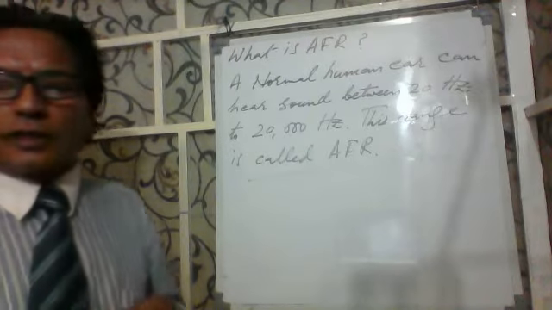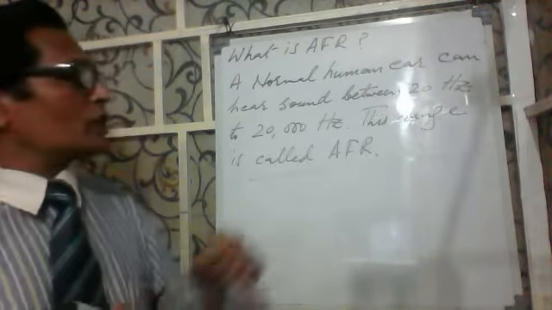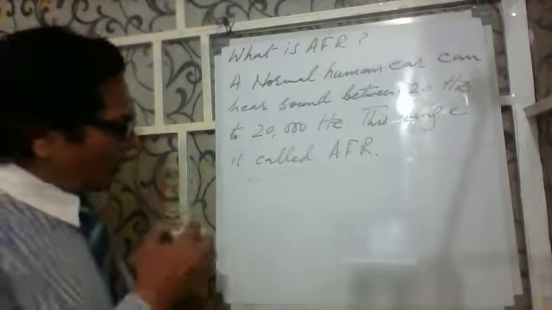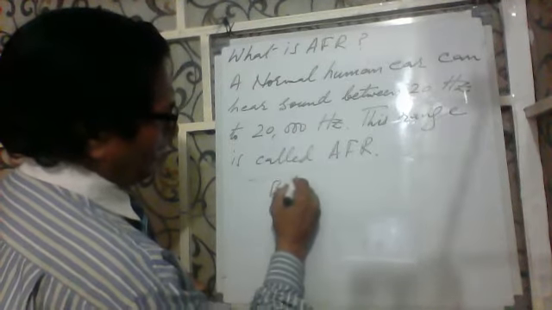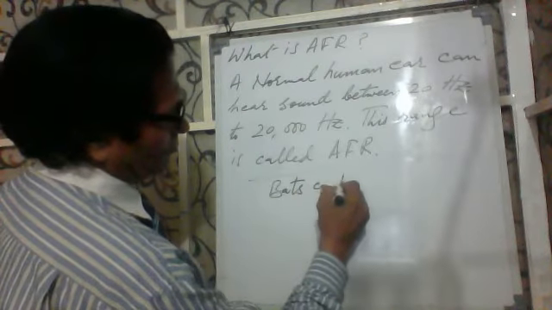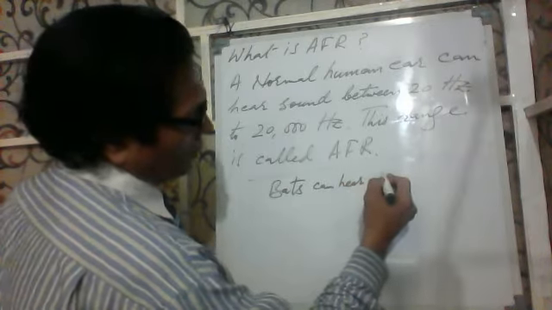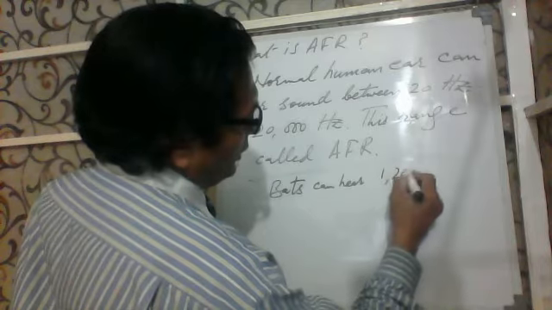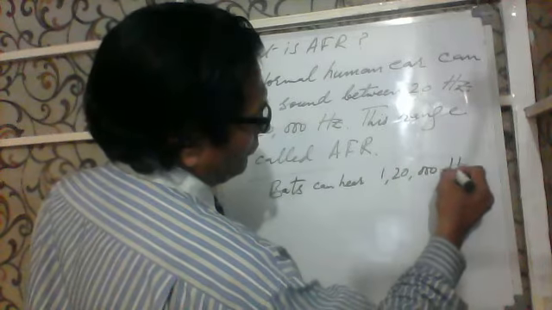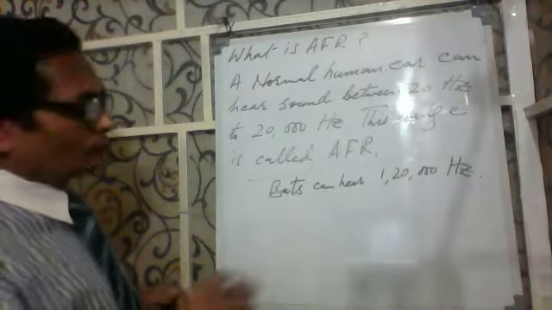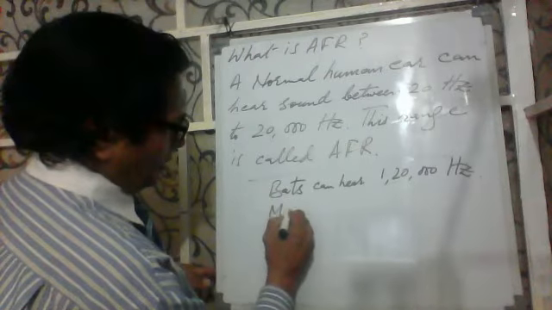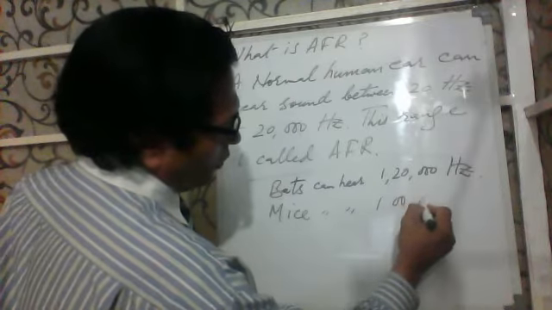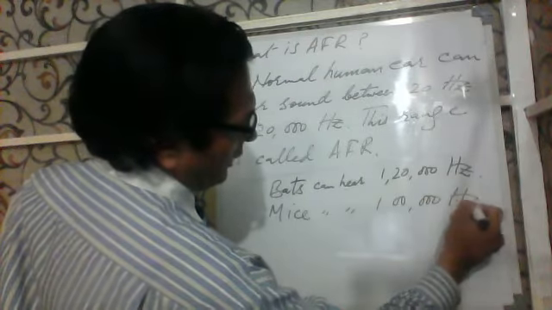Similarly, there are certain animals whose audible frequency range is greater. For example, bats can hear sound of 120,000 hertz. Similarly, mice can hear sound up to 100,000 hertz.